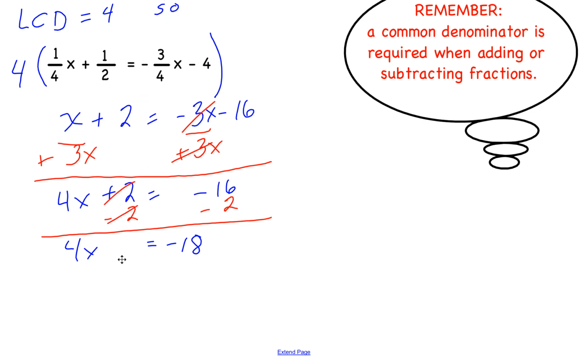And last step is to go ahead and divide both sides by 4, since x is being multiplied by 4. And so I'll end up with 4x over 4 equals negative 18 over 4. Again, the 4's will cancel because anything over itself is 1. And so I end up with x being negative 9 over 2.